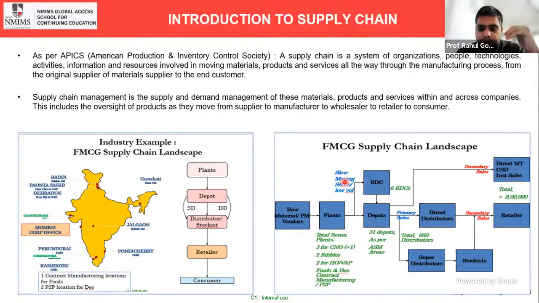Now, are there different types of demand that we are seeing here, or is there only one type of demand in this chart?